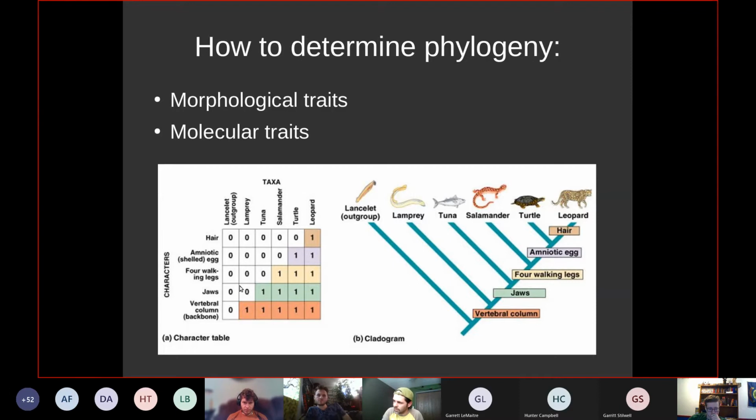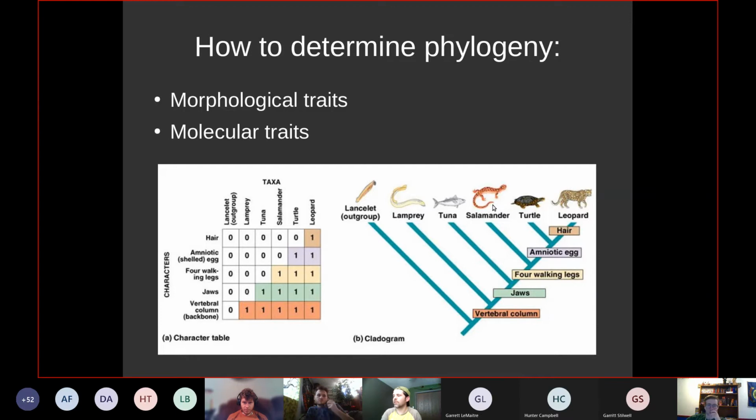Looking at this little matrix here, this character table, your textbook will walk you through this. I'd recommend you go through that part of the chapter and see if you can do this. Leopard shares some things in common with all of these, right? It's got a backbone, okay. It's got jaws, all right. It's got four legs, yep. Amniotic egg, yep. But then it has hair and the rest don't.